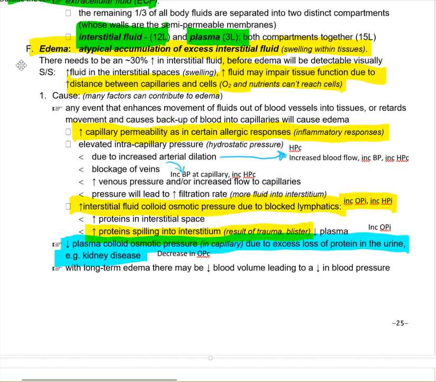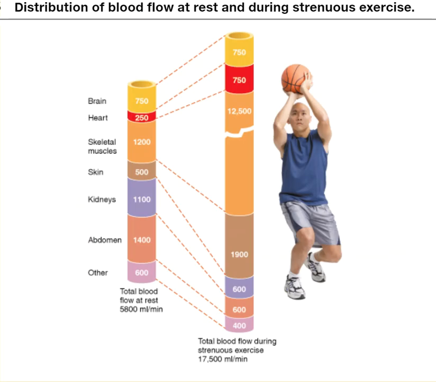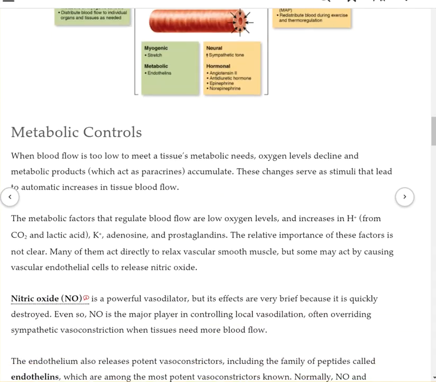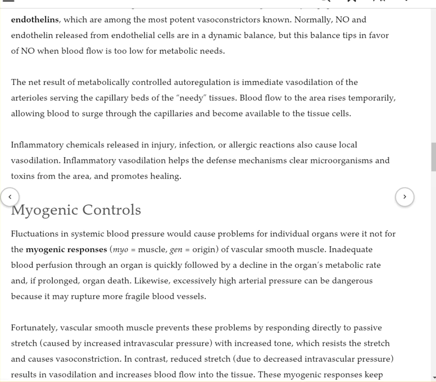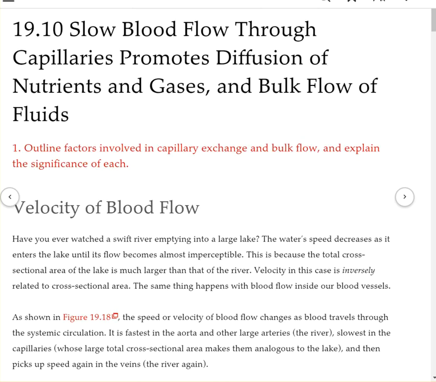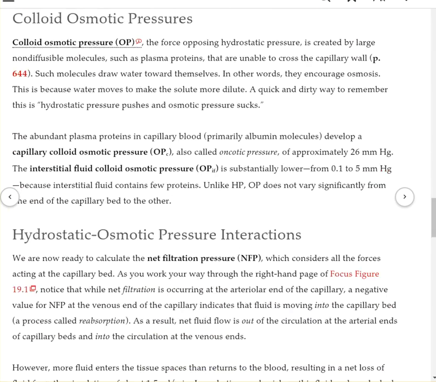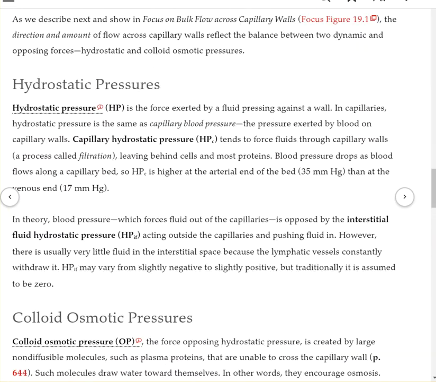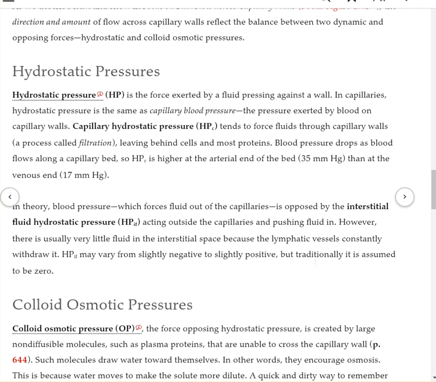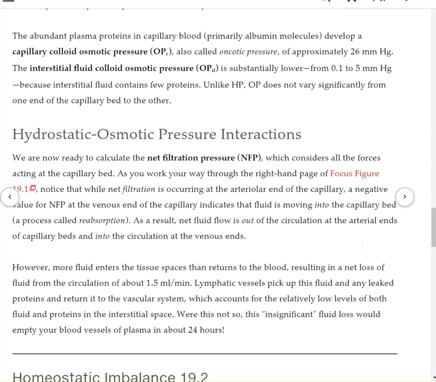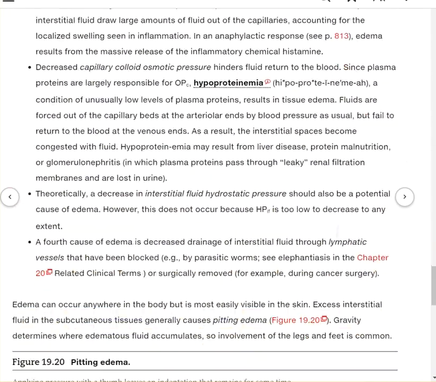Now I want to show you one thing before we go, and so you can review this, I think this will help a little bit. I'm going to flip over to the book here, and what I'm going to do first is go to page 732. Okay, so here, before 732, I think starting on 731, it talks about all of the pressures, the hydrostatic pressures, the colloid osmotic pressures, okay? So read that and understand those things.